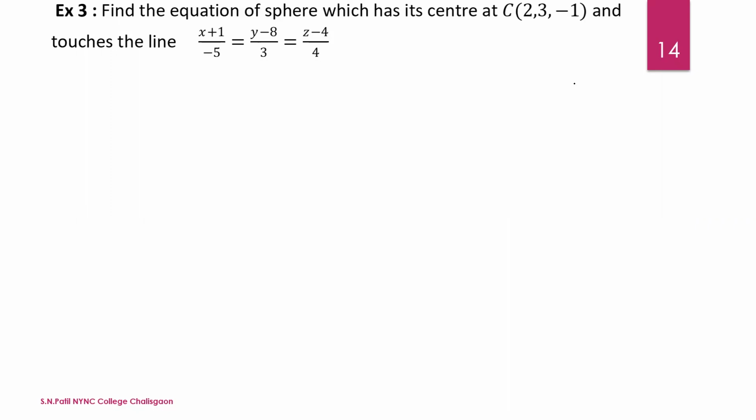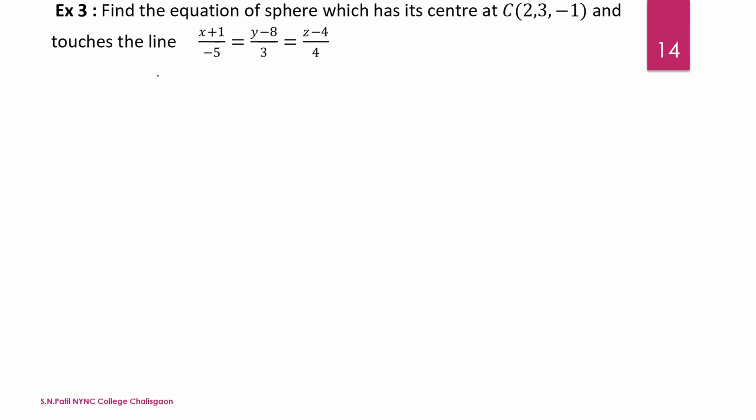In this video lecture, we will discuss a problem on a sphere. Here, the question is: find the equation of the sphere which has its center at (2, 3, -1) and touches the line. This is a symmetrical line: (x + 1)/(-5) = (y - 8)/3 = (z - 4)/4. The question is to find the equation of the sphere.